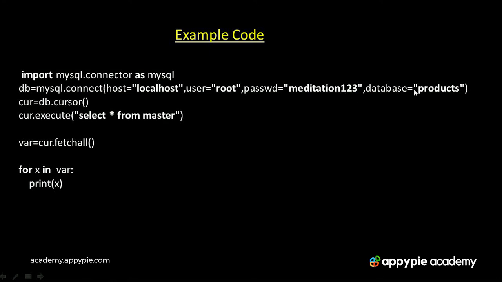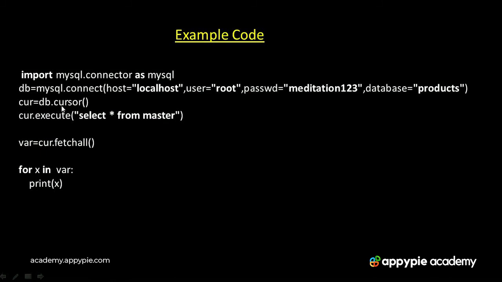Now we will mention database is equal to products, right? By writing database is equal to products, I am giving the name of the database we will be working with, right? So products database has already been created. cur is equal to db.cursor. Now what I am doing is I am going to take an object of the cursor.